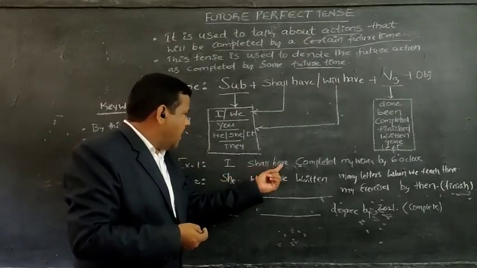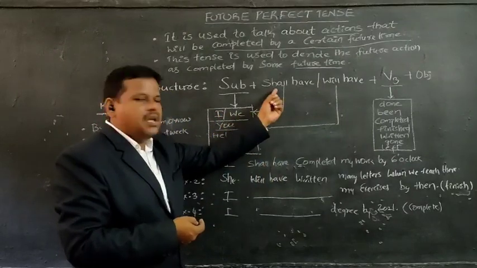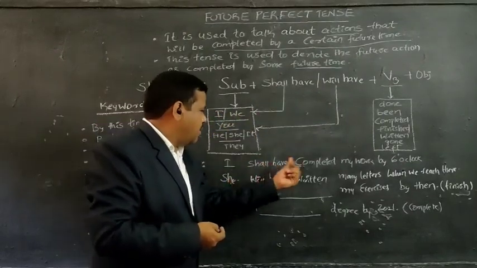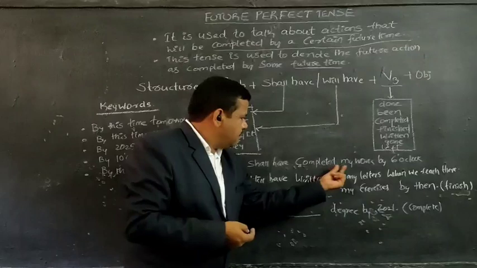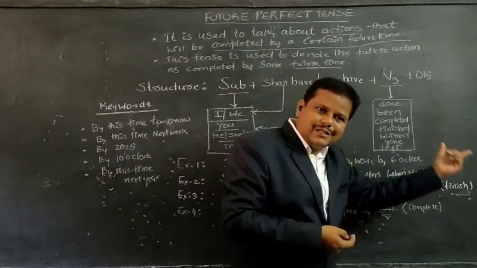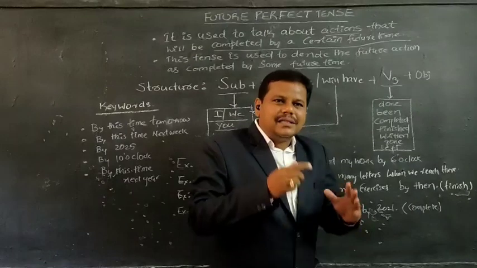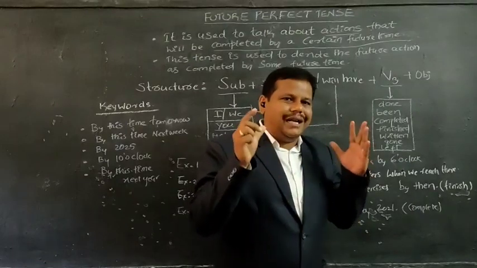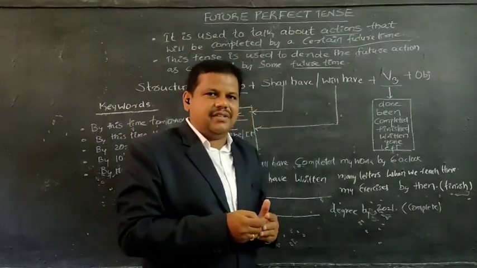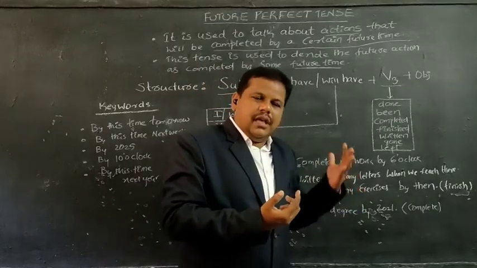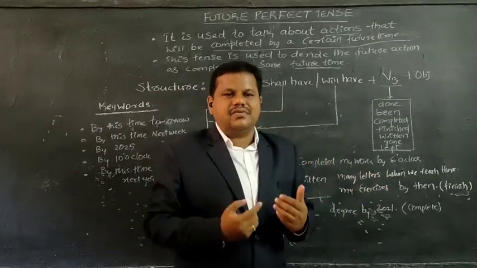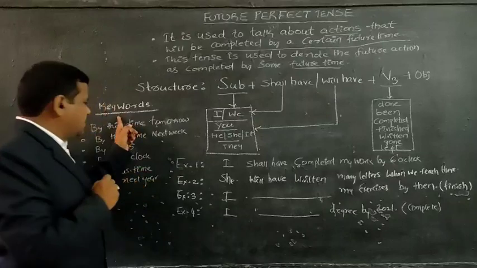I shall have, because for I and we we should use shall have. I shall have completed my work by 6 o'clock. What is this, by 6 o'clock? These words are called keywords. There are certain keywords we can use in future perfect tense. What are those keywords? Let us see this one.